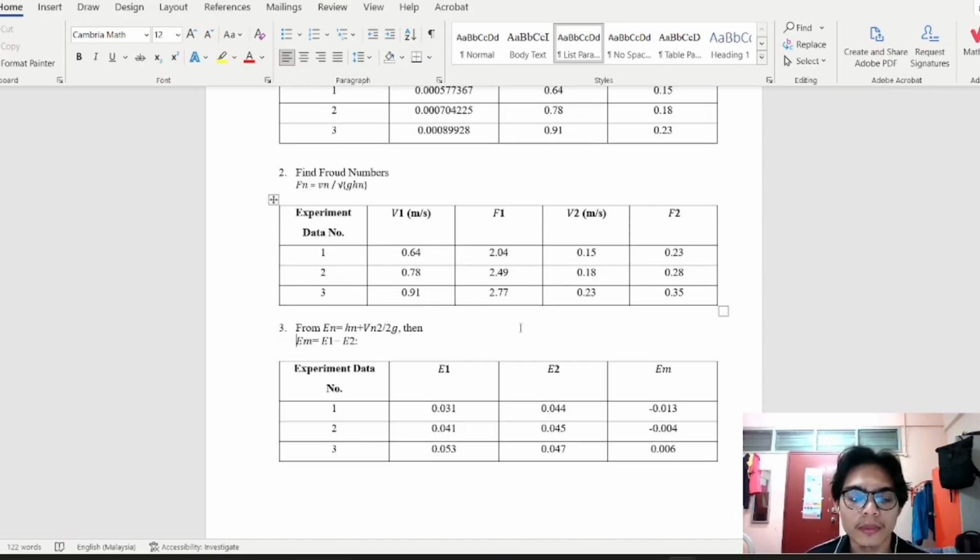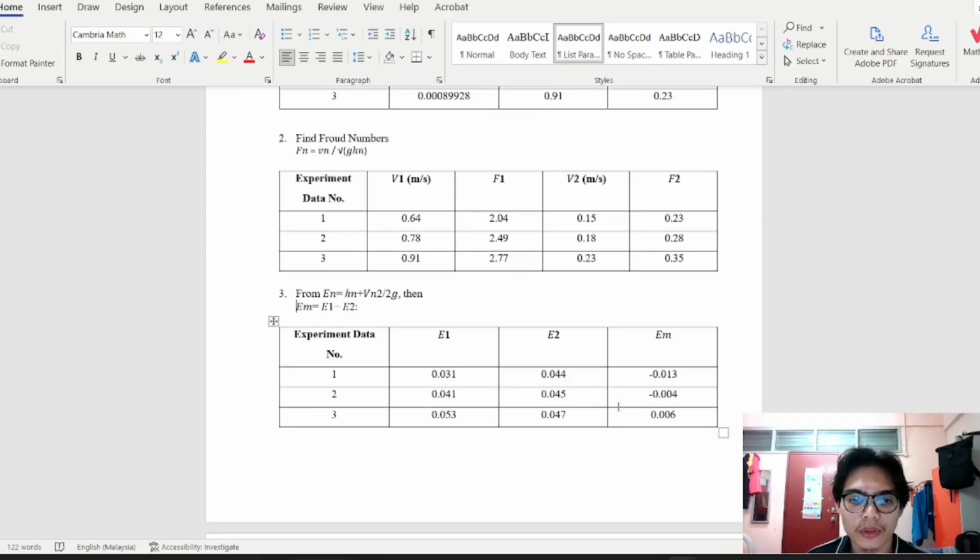After we find the Froude numbers, we go to find the energy loss. So this is the formula for energy loss. So for test 1, E1 is 0.031 and E2 is 0.044. After we find E1 and E2, we find the energy loss. That is the formula, E1 minus E2. So that's all.